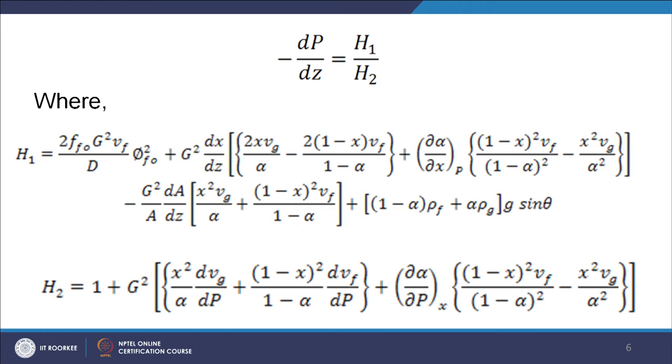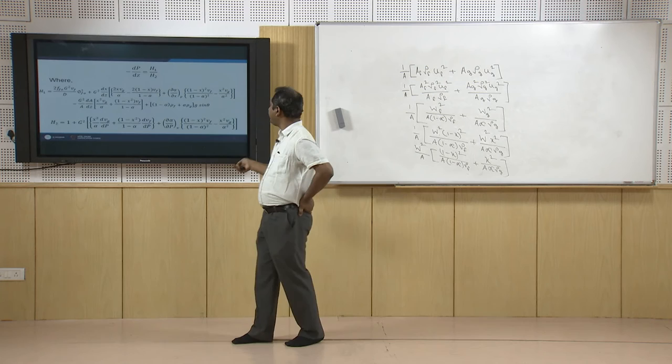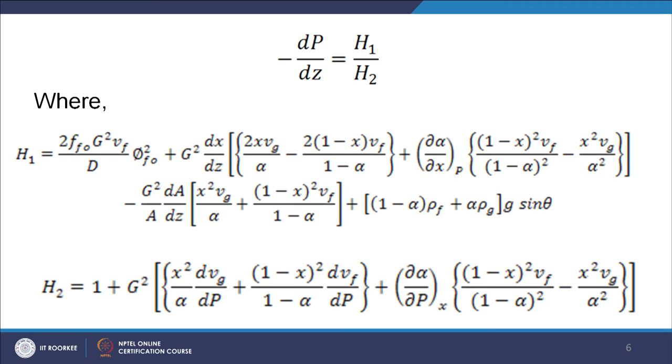Right. In a similar fashion, if you take the derivative of this term, x square over alpha into Vg, okay, with respect to alpha, then you will be getting minus 1 by alpha square, and x square Vg will be remaining like this. Okay. So, this term is actually coming from the variation of d/dp of the accelerational part.